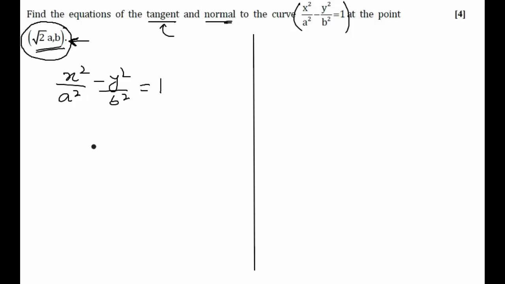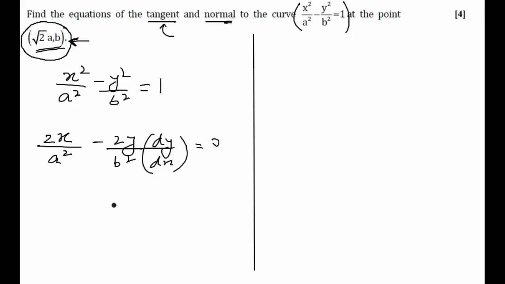I am differentiating this curve with respect to x, so that will give me 2x upon a square minus 2y upon b square into dy by dx, do not forget this, is equal to 0, right? So from this equation, on simplification, I get my dy by dx value. Dy by dx here will become b square x upon a square y. This is the value of dy by dx.